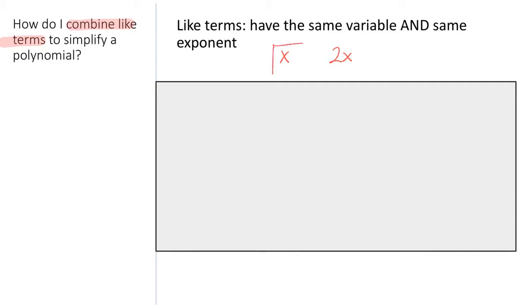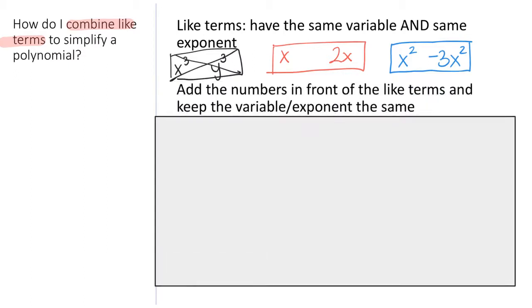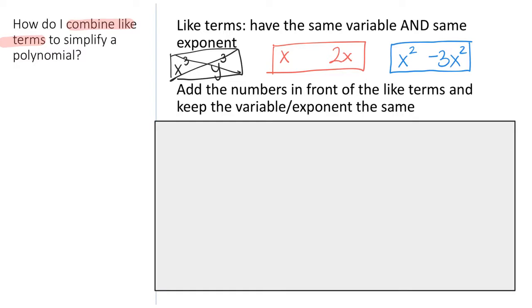Another example of like terms would be x to the power of 2 and negative 3x to the power of 2. They both have that x to the power of 2, so those are like terms. Would x to the power of 3 and y to the power of 3 be considered like terms? Nope, because they are not the same variable. So they have to have the same variable and the same exponent in order to be like terms. What we're going to do with that is we're going to add the numbers in front of these terms in order to simplify them.